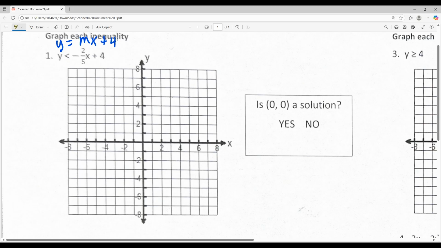Your y-intercept is that value that is not next to the x. So 4 is our y-intercept. I should have put b, not 4. There we go. So that means we want to have it on this y-axis. That's your y-axis. Okay?